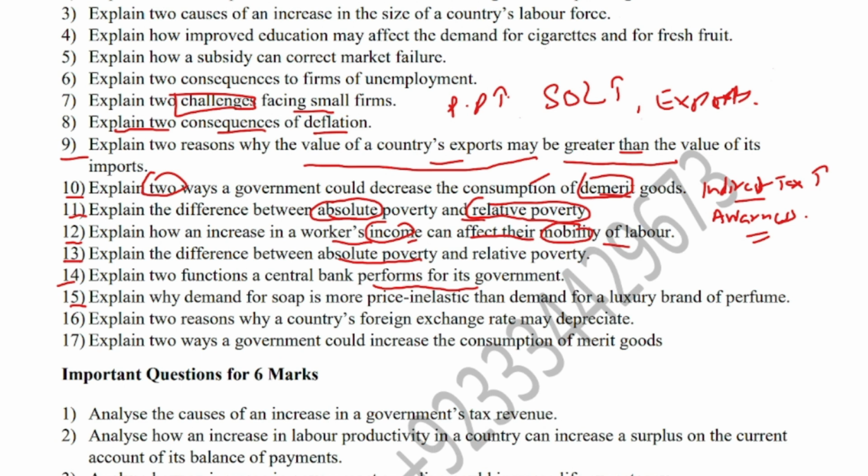Explain why demand for soap is more price inelastic than the price of luxury brand of perfume. Okay, so soap is a basic necessity of life to maintain basic hygiene, so its demand is price inelastic because a greater change in price of soap will lead to a lesser change in quantity demanded for soap. For example, if soap gets expensive, then most of the people will still keep buying it because they know that it is part of basic hygiene, and as a result they will continue purchasing more or less the same quantity.